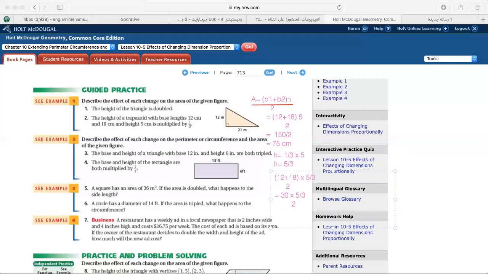150 divided by 3 is 50. And all will be over 2. Again, this part: 30 multiplied by 5 over 3. I'm going first to multiply the numerators together, so it will be 150 over 3 all over 2.